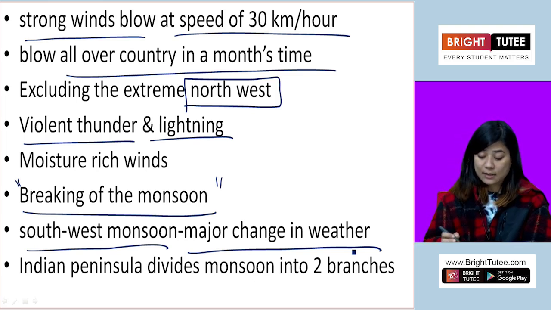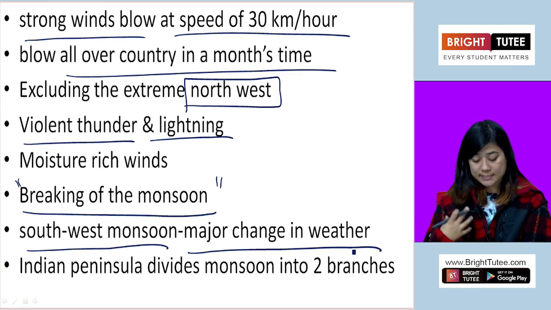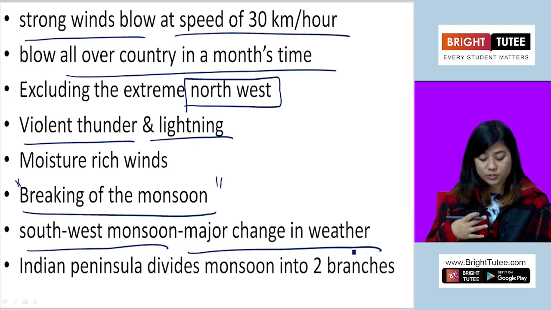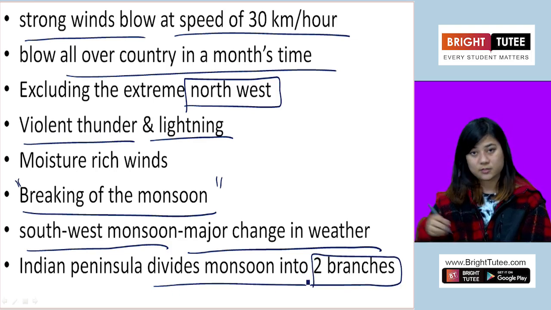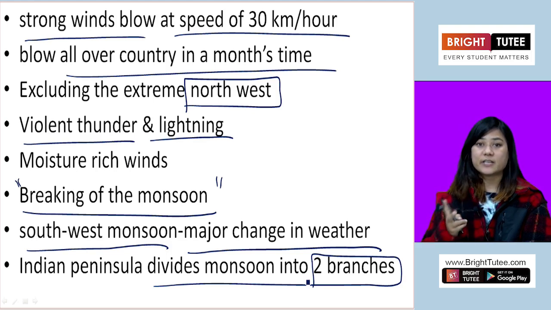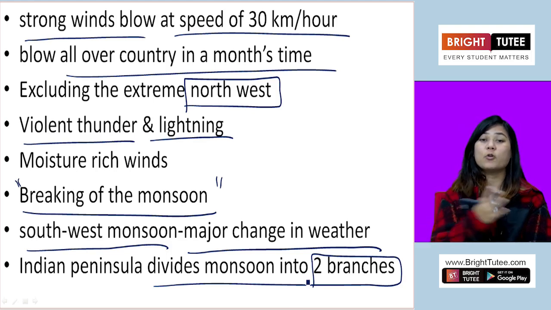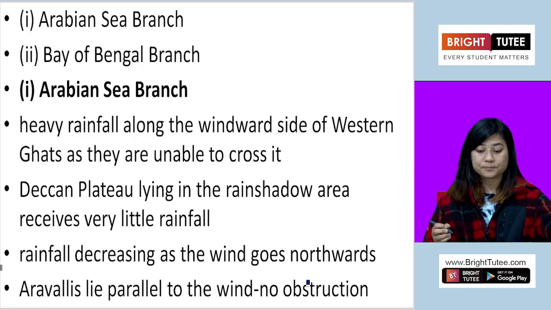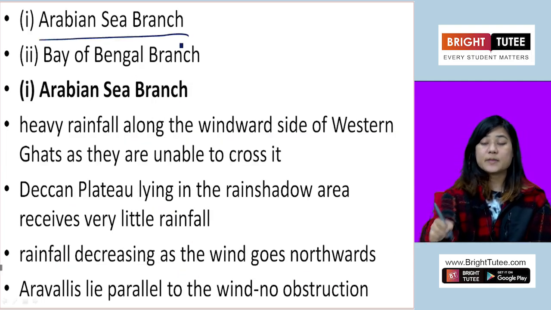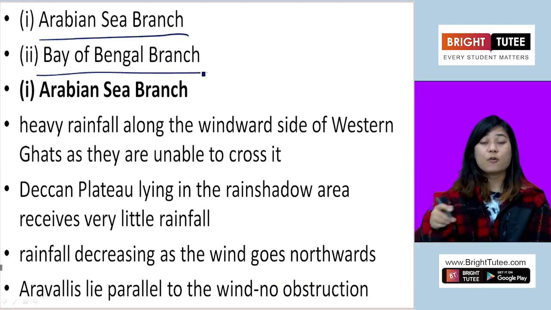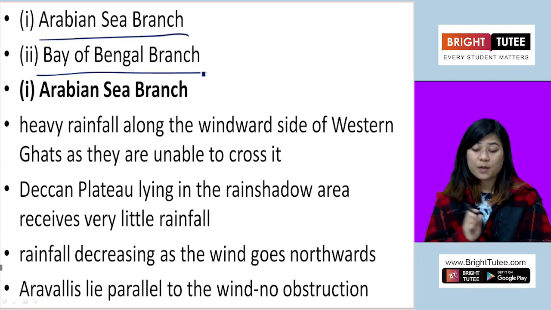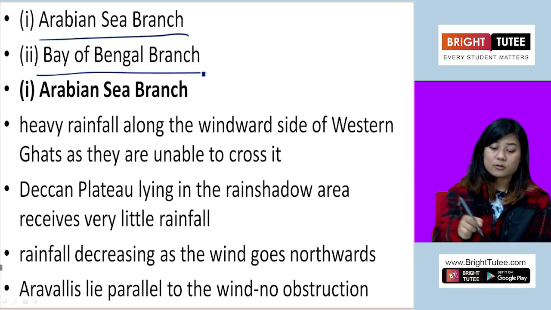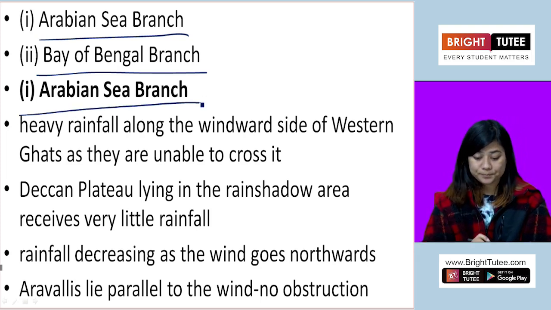Now the monsoon which is experienced in India, that monsoon in the peninsula part of India, is divided into two branches, because they vary according to the changes or what influences them. So the first one is the Arabian Sea Branch, and the second one is the Bay of Bengal Branch, because the wind is influenced by the water bodies. One is the Arabian Sea and the other is the Bay of Bengal. First, let us look at the Arabian Sea Branch.